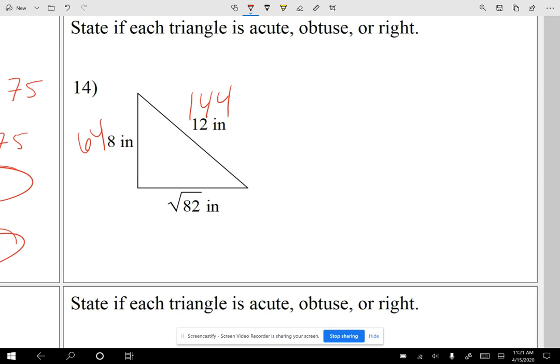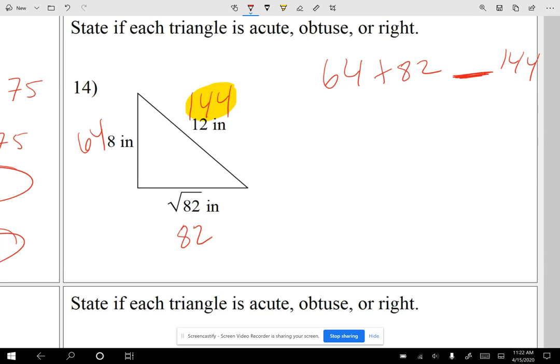Radical 82 squared, I get 82. From these three, the one that is biggest is 144, so that's my c squared. So I'm going to go 64 plus 82. I'm going to leave a space because I don't know if I have an equal sign, greater than or less than 144. The one that I leave at the very end is my c squared, the biggest of the three.